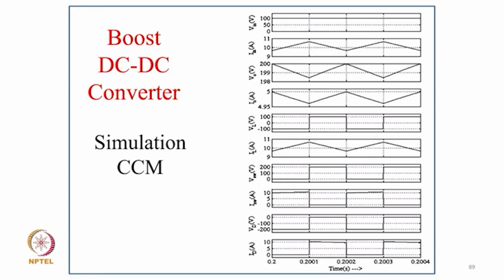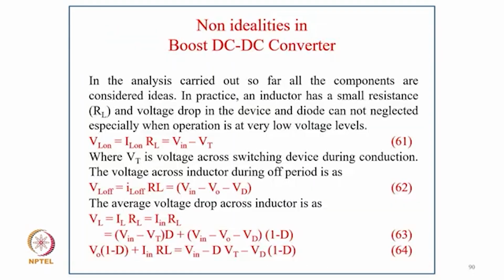These are the typical waveforms of the boost converter in CCM, with the input voltage, input current, and output voltage, output current, with the inductor voltage, inductor current, then the switch voltage, switch current, diode voltage, and diode current.